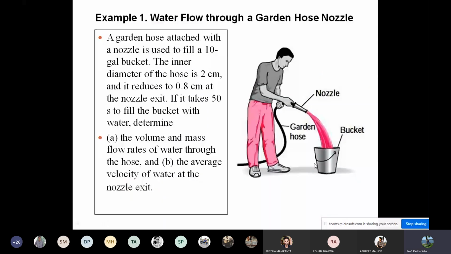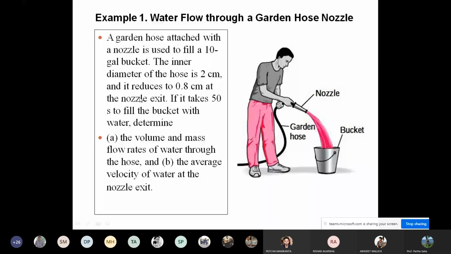An example is given here: water flow through a garden hose. You have a nozzle, a garden hose, and a bucket. The garden hose attached to the nozzle is used to fill a 10-gallon bucket. The inner diameter of the hose is 2 centimeters, and it reduces to 0.8 centimeter at the nozzle. It takes 50 seconds to fill the bucket with water. Determine the volume and mass flow rate of water through the hose and the average velocity of the water at the nozzle exit. So we are going to consider it.